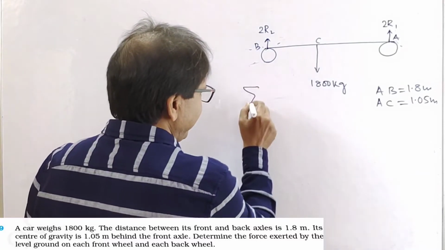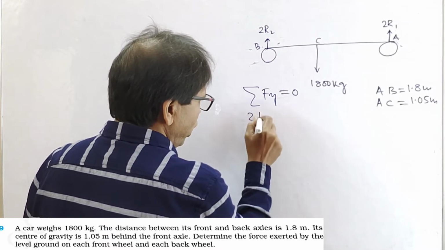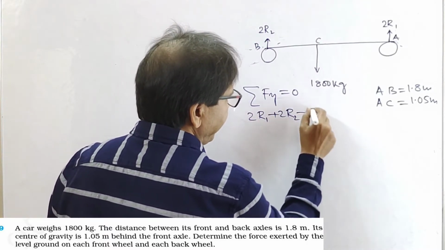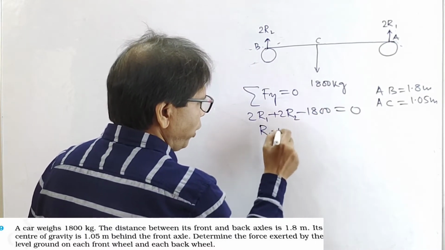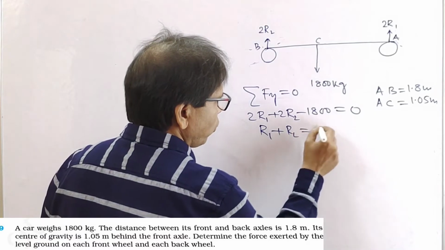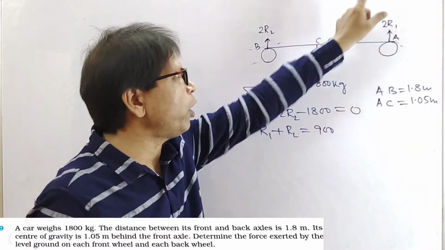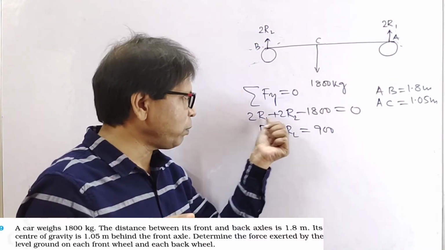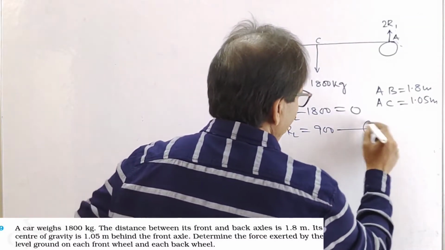Considering forces along the y-axis, sigma Fy equals 0. So 2R1 plus 2R2 minus 1800 equals 0. So R1 plus R2 equals 900. Here 2R1 and 2R2 are positive and 1800 is negative, so this plus this minus this equals 0. This is equation number 1.